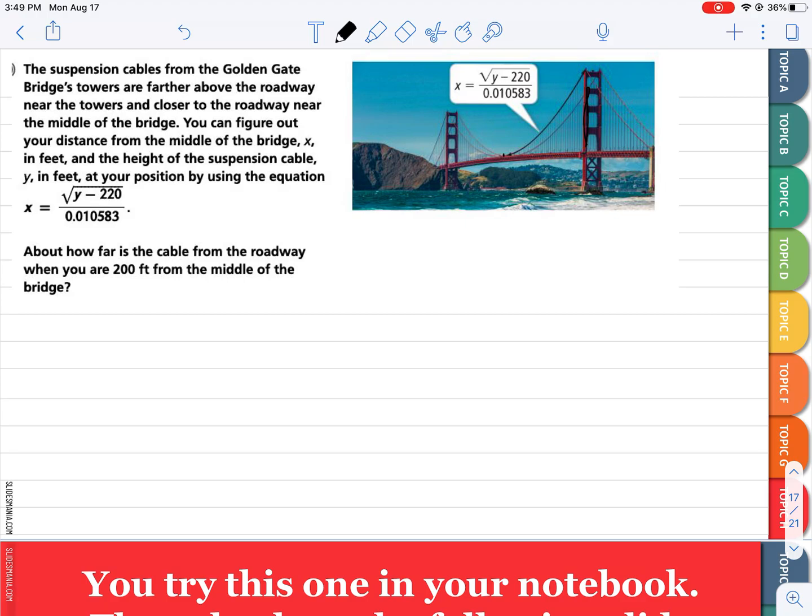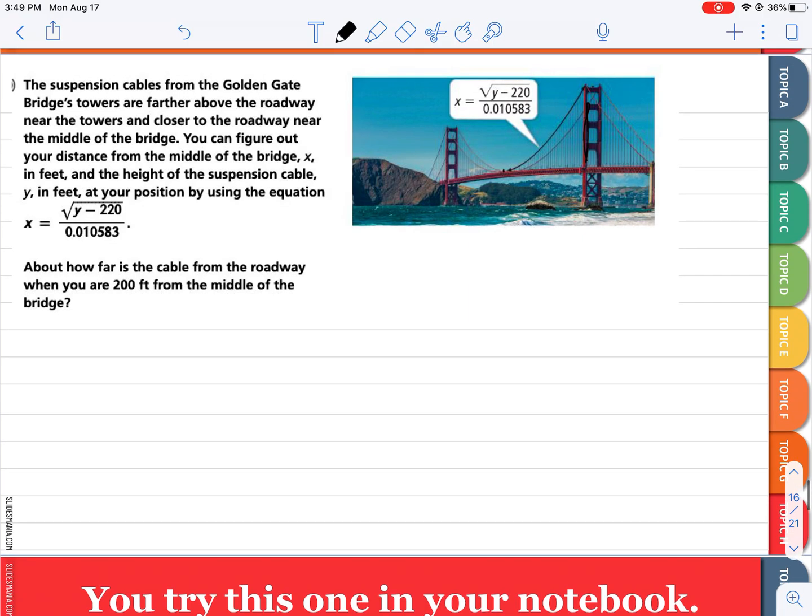Okay, in this example, we're going to look at an application of radicals. They are used in lots of different types of situations. In this case, we have the suspension cables from the Golden Gate Bridge. The towers are further above the roadway near the towers and closer to the roadway near the middle of the bridge.